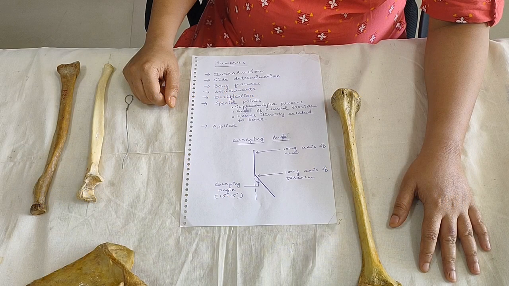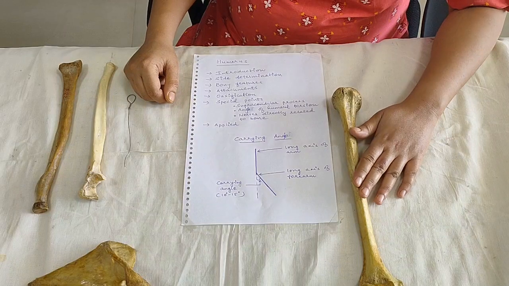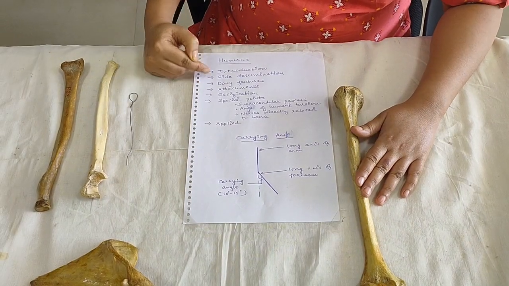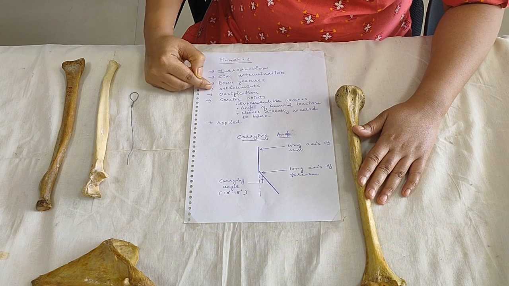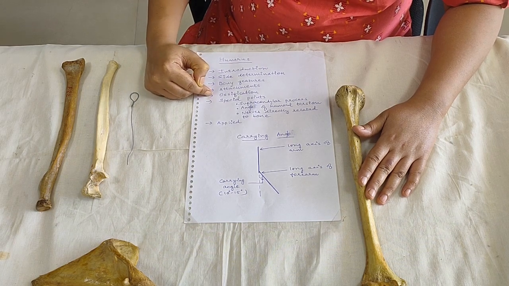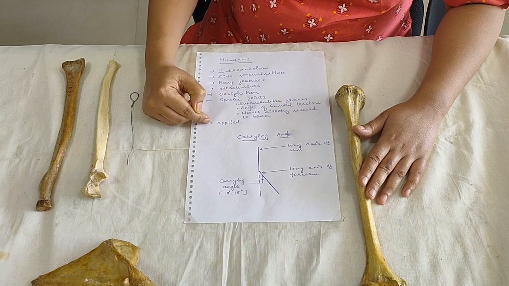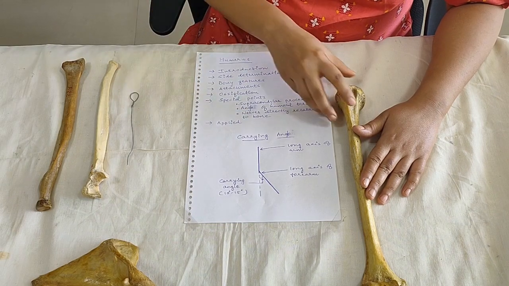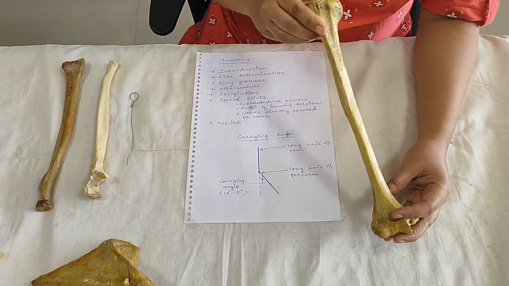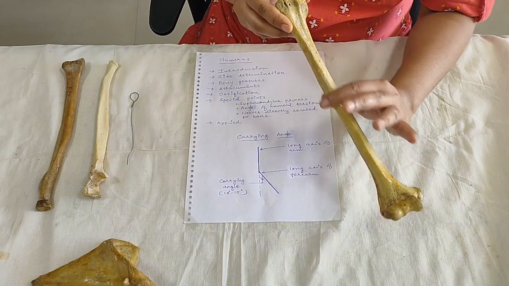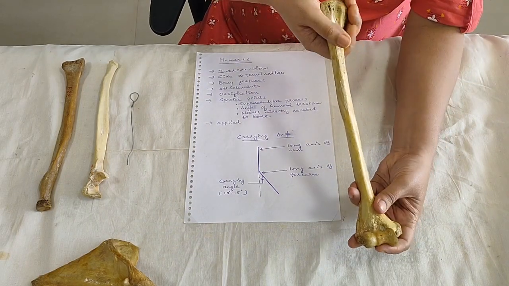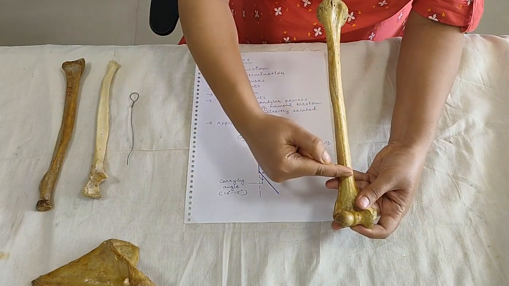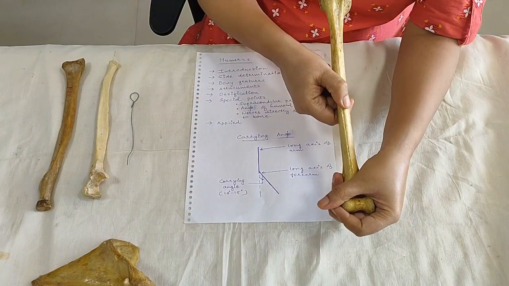Hello everyone. In this video we are going to study humerus under these headings: introduction, site determination, bony features, attachments, ossification, special points and applied aspect. Humerus is the bone of arm. It is the longest bone of upper limb. It is having an upper end, shaft and a lower end.